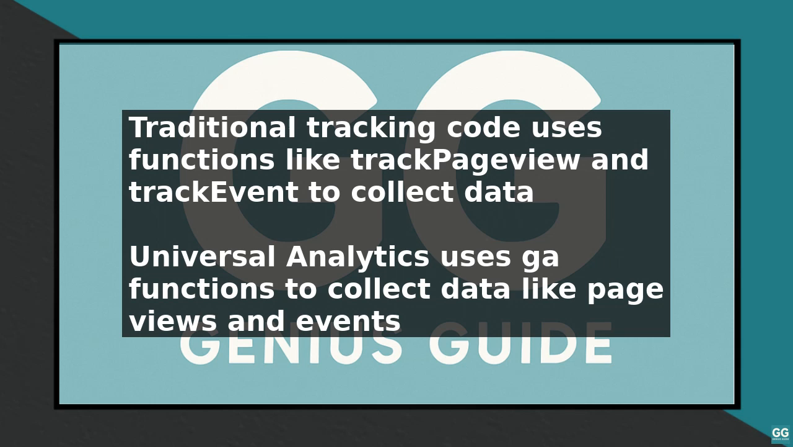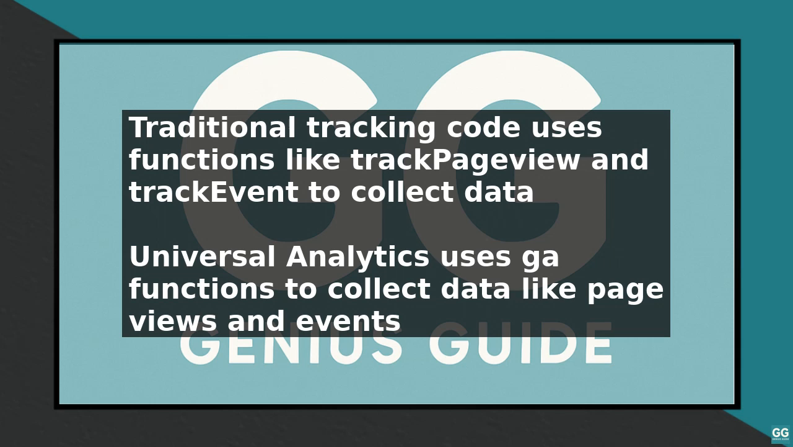One of the key differences between the two is the way they handle user identification. The traditional tracking code uses cookies to identify users, while Universal Analytics uses a unique client ID to identify users across multiple devices and sessions.